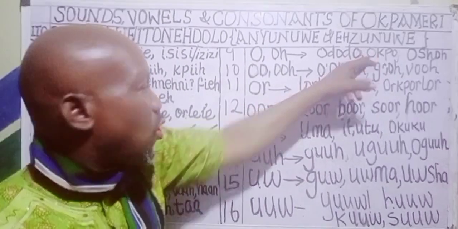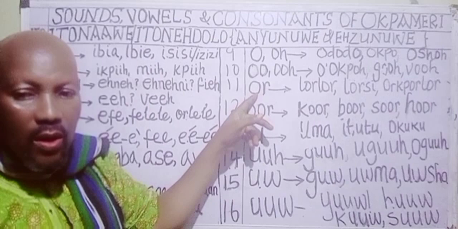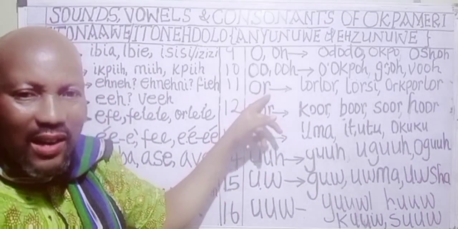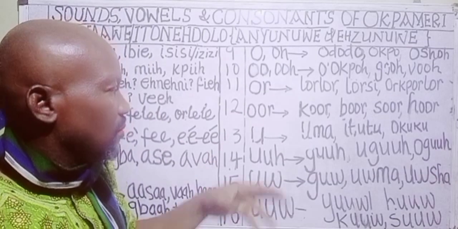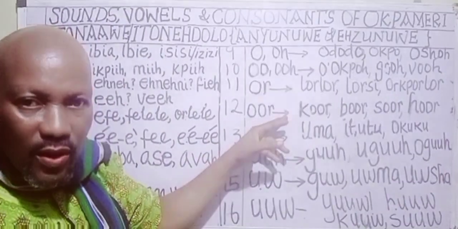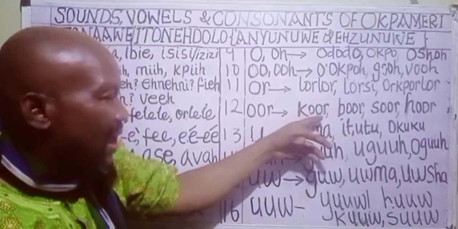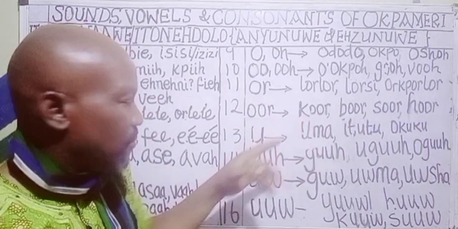So when you want to write Okpo, you come here, or orkpor, and everybody will know clearly that it is Okpo. Or is the long form of it. That is when you see that or is long, you write double O and R, and we know it's or.